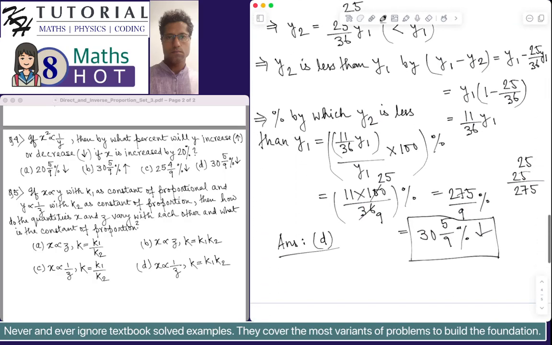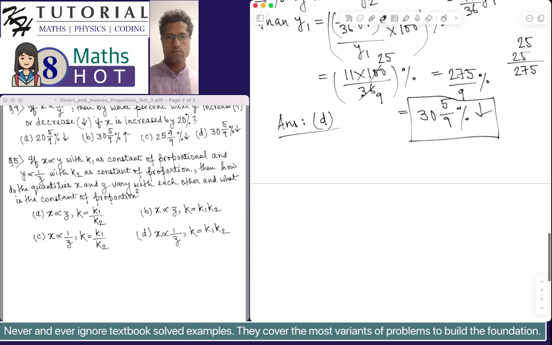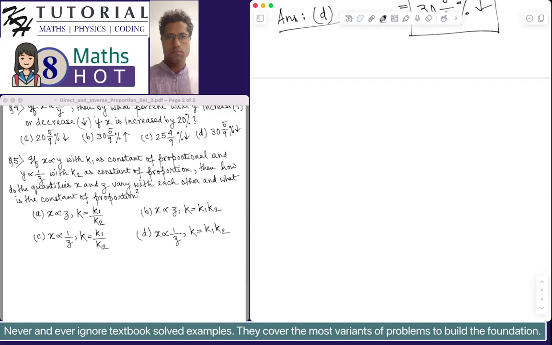Okay, let's do the last problem. If x varies directly with y, with k1 as constant of proportion, and y varies inversely as z with k2 as constant of proportion, then how do the quantities x and z vary with each other, and what is the constant of proportion?